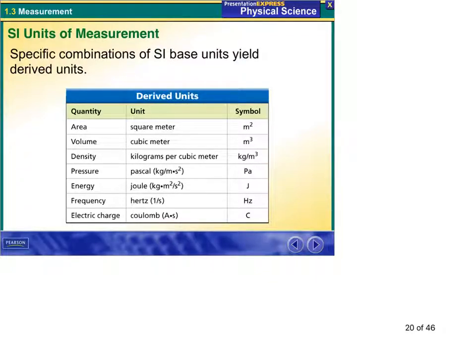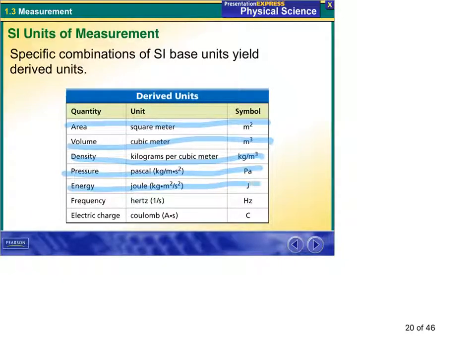Here's a list of some very common derived units. Area, one of the units we use, is the square meter; volume, cubic meter; density, kilograms per cubic meter; pressure, Pascal; energy, joule; frequency, the hertz; electric charge, the coulomb. And this little area shows what these units are made up from, the base units. Most of these units during the course of this year we will be working with.